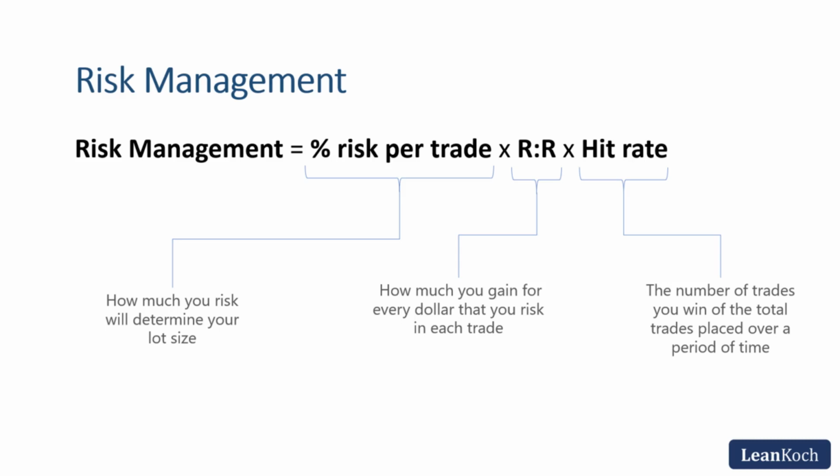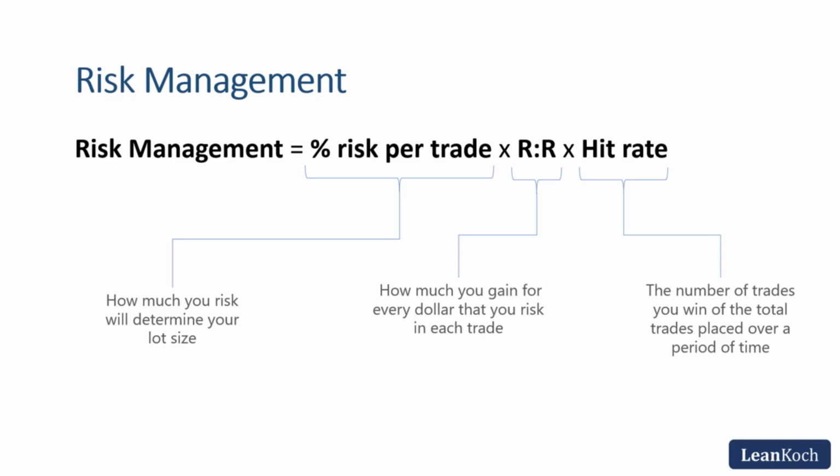When it comes to risk management, it's a combination of how much money you risk per trade, what is going to be your reward to risk ratio, and finally your hit rate. How much you risk per trade is going to determine your lot size. We'll get into the details of calculating the lot size later on. Risk to reward ratio is how much you gain for every dollar that you risk in each trade.